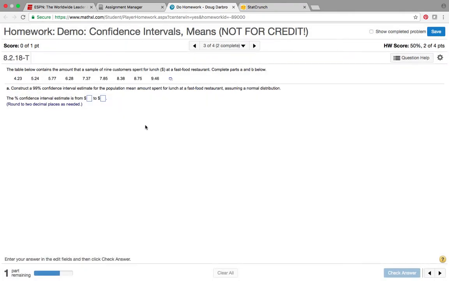All right, question 3. The table below contains the amount that a sample of 9 customers spent on lunch at a fast food restaurant. So we want to construct a 99% confidence interval. So guys, we know we're going to use a t-interval because the population standard deviation isn't given anywhere. And these are the easiest kinds because you can open this up in StatCrunch.